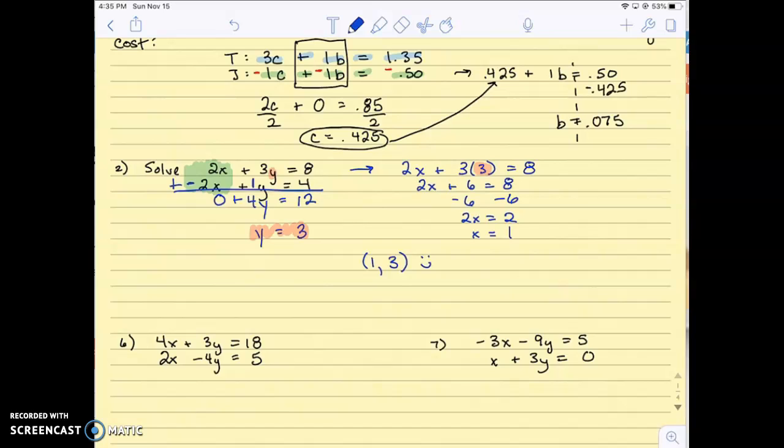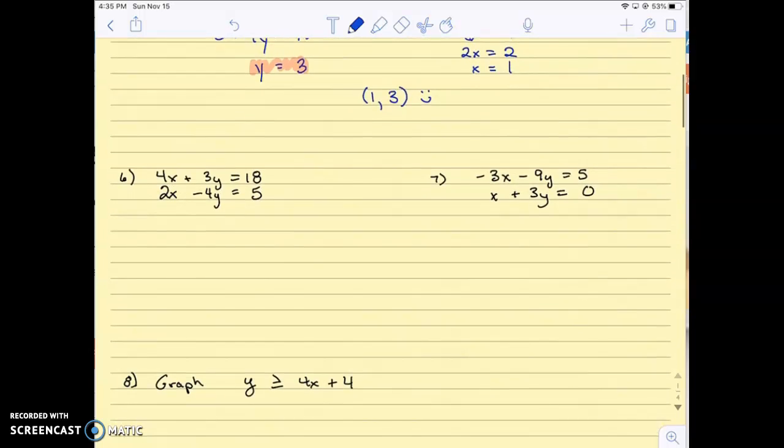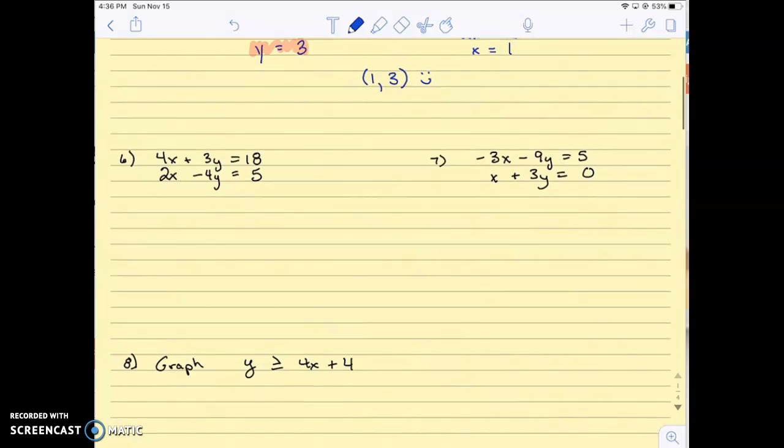You can do this. I promise. You can do this. For our next problem, we have a 4x and a 2x, so those don't match. We have a 3y and a 4y, and those don't match. So what can I multiply the second equation by so that my 4x will cancel out?